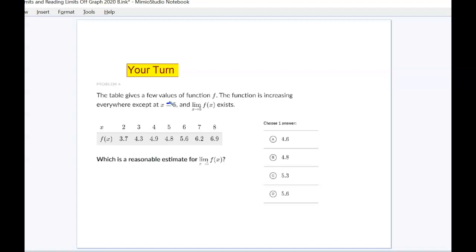Well, there are a couple of key points there. First of all, it says the function is always increasing except at x equals 5. So if we take a look at the table, at 4, it's approximately 4.9, and then at 6, it's 5.6. The limit as x approaches 5 has to be somewhere between 4.9 and 5.6 because the function is increasing everywhere except at x equals 5. So a reasonable limit would be 5.3 because it falls between 4.9 and 5.6.